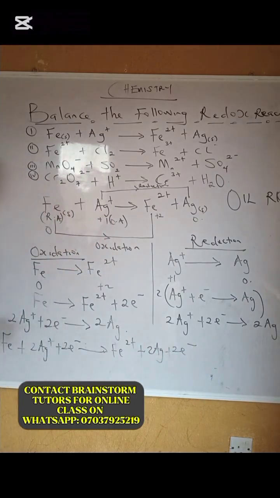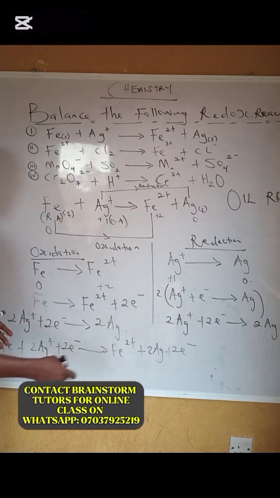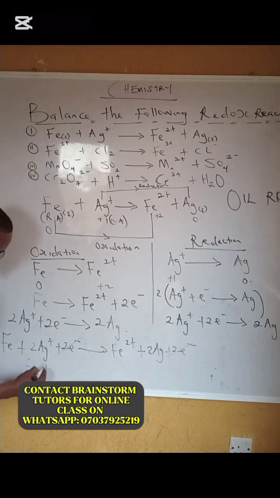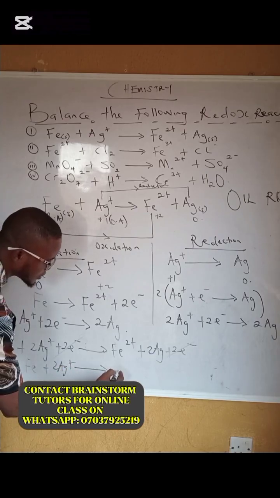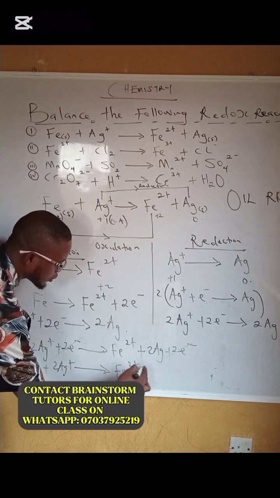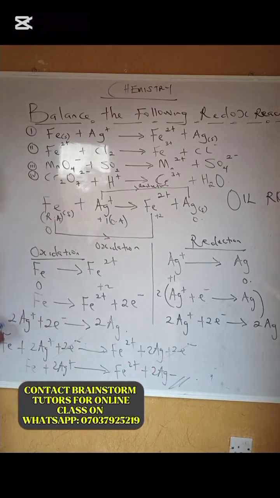So now you can see that I have plus 2 electrons at both sides of the equation. So the next thing I have to do is just take both of them away. I'm just going to subtract 2e- from both sides. So now the balanced equation of my reaction is Fe plus 2Ag+ produces Fe2+ plus 2Ag. So this is the balanced equation of my redox reaction. So I'm going to clean this.